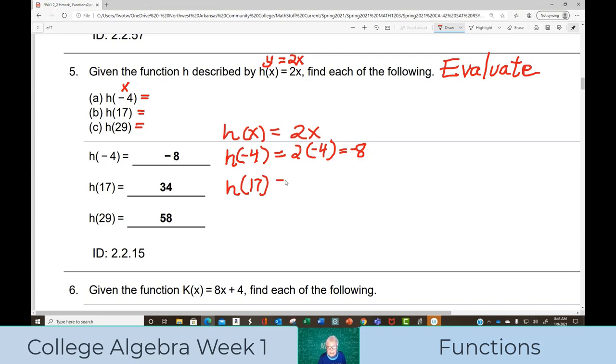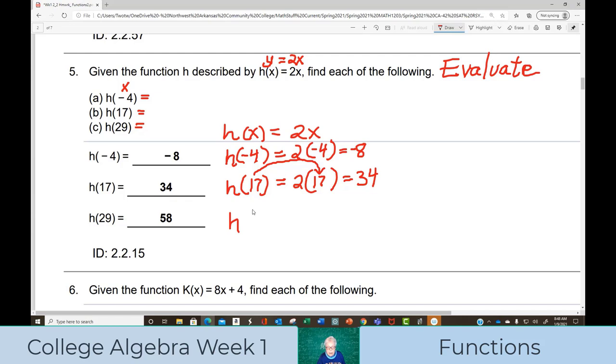17 in the parentheses means that 17 gets mapped to that set of parentheses right there. 2 times 17 is 34. That's how they get that answer.